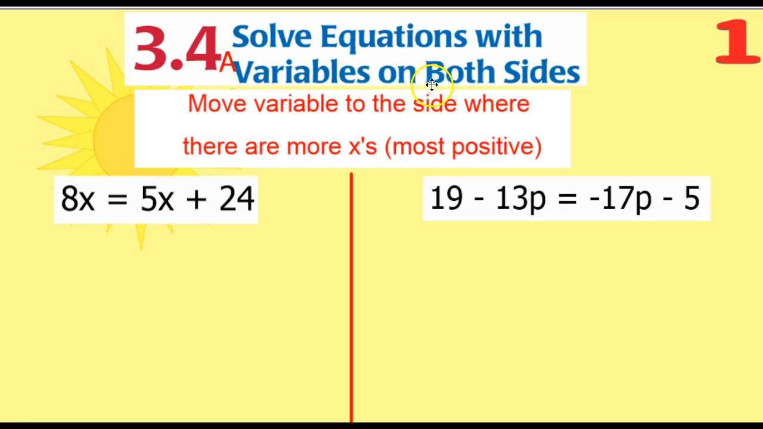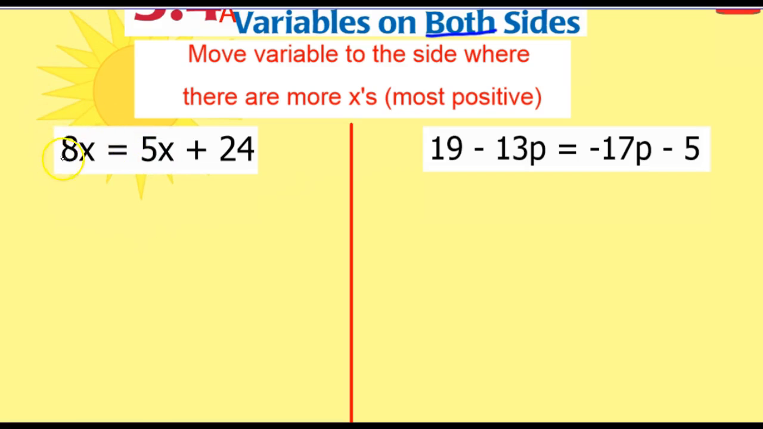So instead of just one variable on one side, now we're going to have one variable but on both sides of our equation. When we're solving these equations, it's helpful to move the variable to the side where there are more x's or more variables. We don't have to, but it helps us a lot to move our other variables over to the side where there are more. So here we have 5x and 8x's. I have more x's over here, so I'm going to move over my 5x by subtracting it.